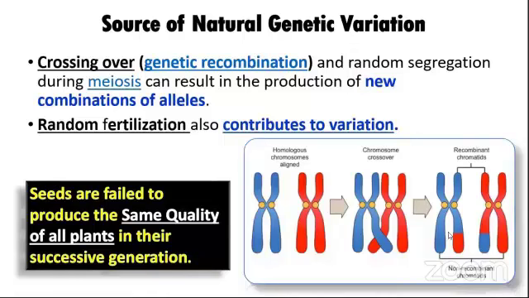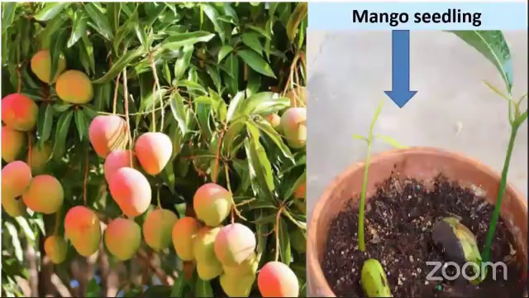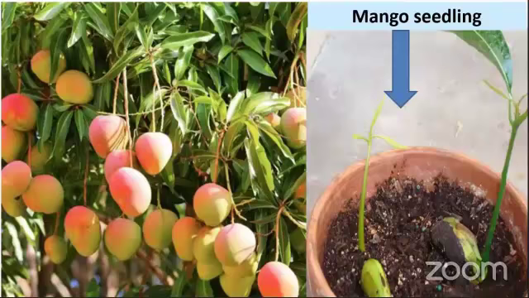So the seeds fail to produce the same quality of plants in their successive generations. And here you see the crossing over can change the genetic alignment. Since ancient times, without the knowledge of genetics, people have known how to cultivate mango plants. Mango plants are never propagated through seedlings.